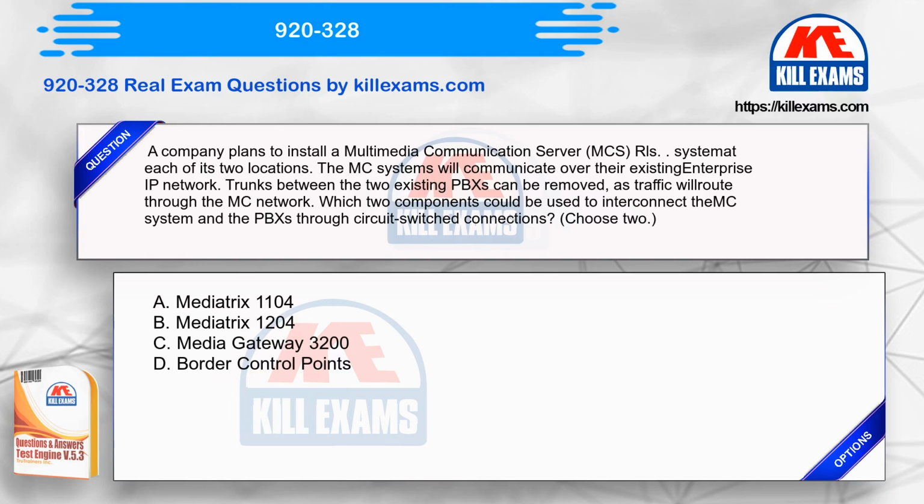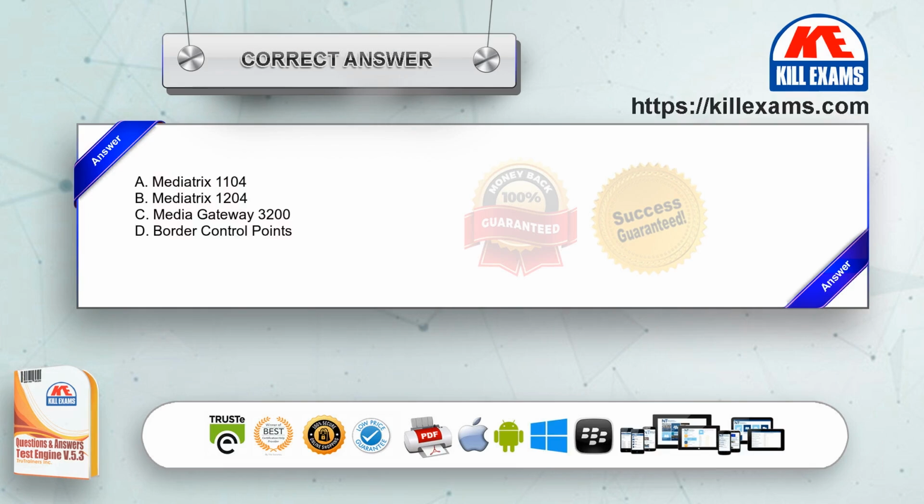Choose 2. Option A. Mediatrix 1104. Option B. Mediatrix 1204. Option C. Media Gateway 3200. Option D. Border Control Points. The correct answer is option B, C.